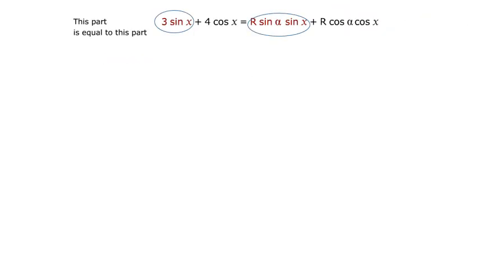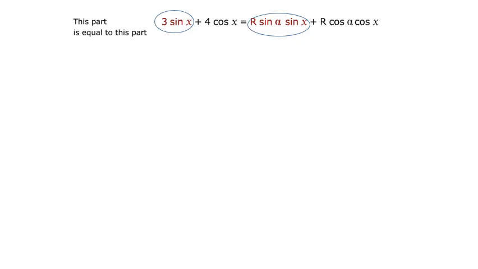Okay, so this is as far as we got on the last slide. 3 sine x plus 4 cos x equals r sine alpha sine x plus r cos alpha cos x. Now the next thing we're going to do is to compare how many sine x's are on the left and the right, and then we'll compare how many cos x's are on the left and the right. Let's start with the sine. So I've circled the terms for the sine x's.